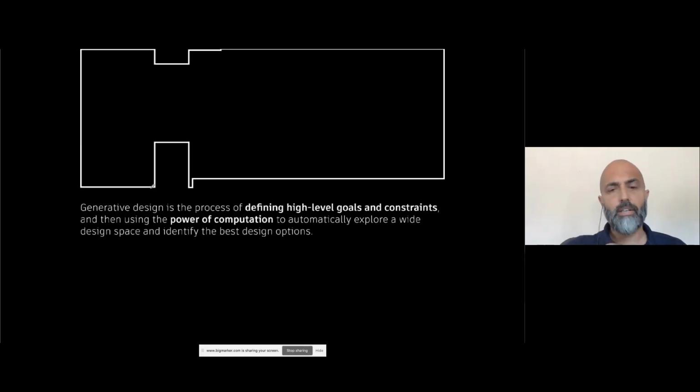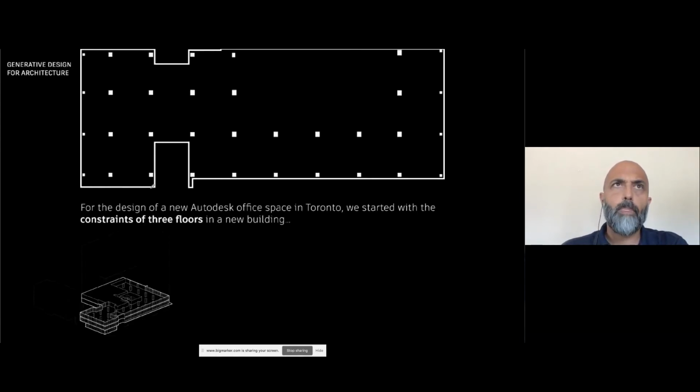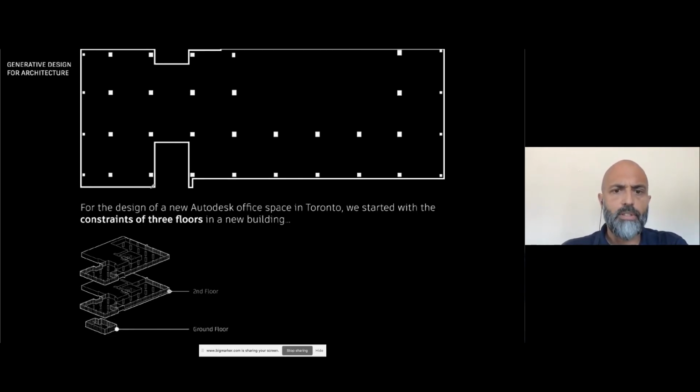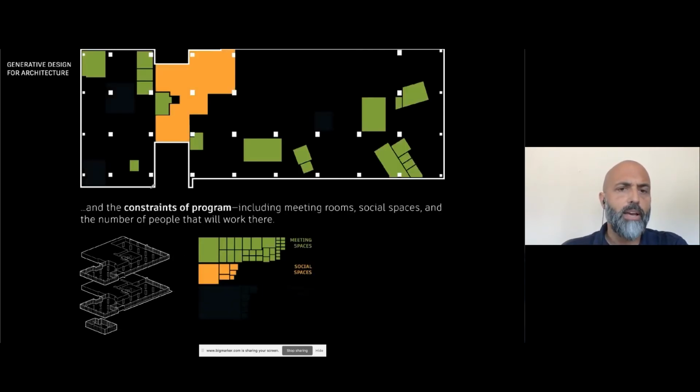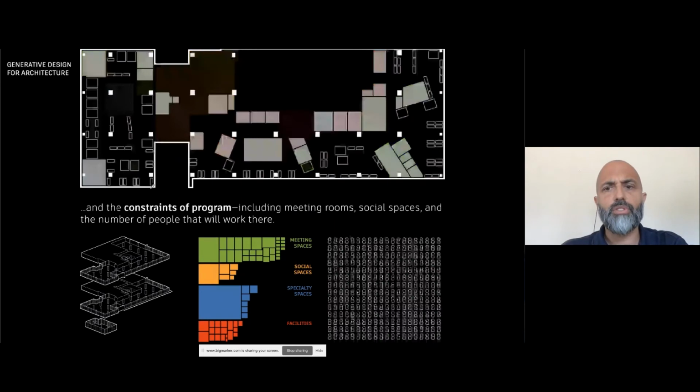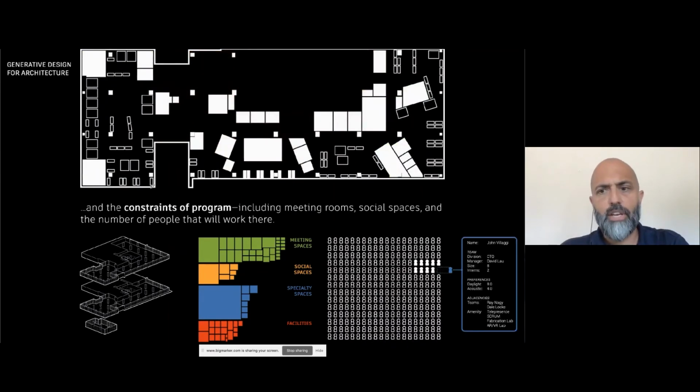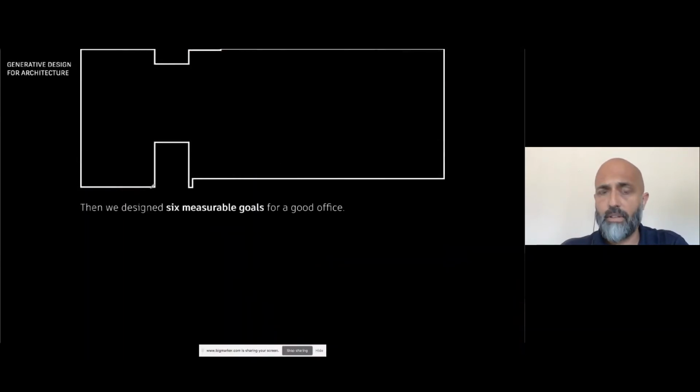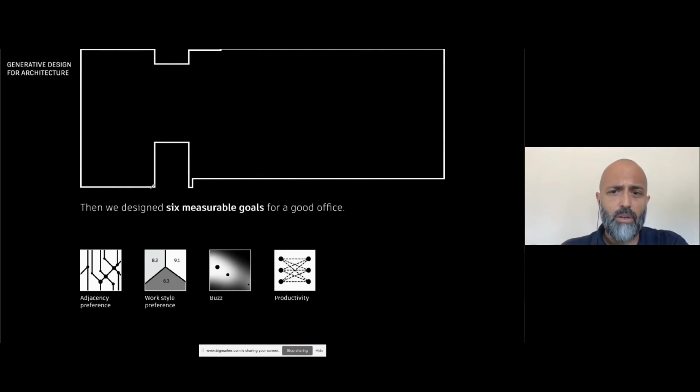So this is the first major generative design project Autodesk did in the AEC space, and it's probably one that many of you are familiar with. This is our MaRS office in Toronto, where essentially we went in and wanted to use a generative process to design the layout of this new office.